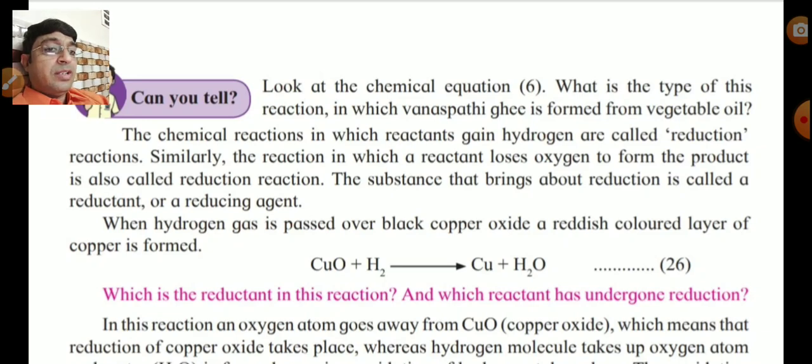Next point, next definition. What is meant by a reductant, a reducing agent? Underline: the substance that brings about a reduction reaction is called a reductant or reducing agent. A 2-mark question related to a chemical reaction is like this: when hydrogen gas is passed over black copper oxide, what happened? That you write in the answer. A reddish colored layer of copper is formed. So the reaction is like this, you write in the answer.